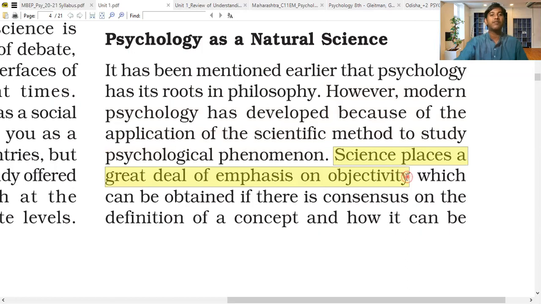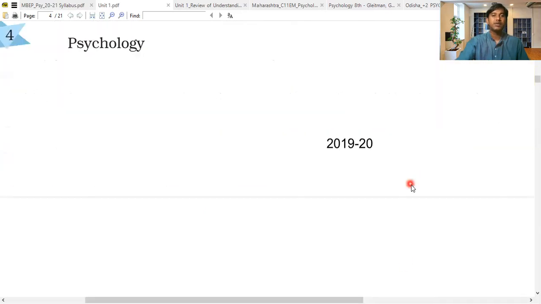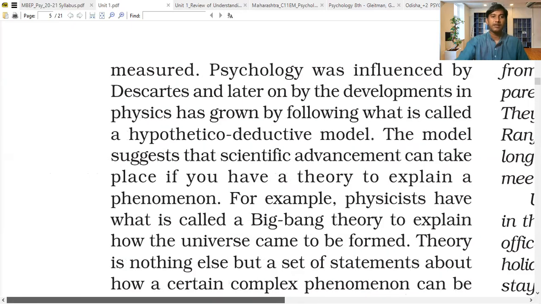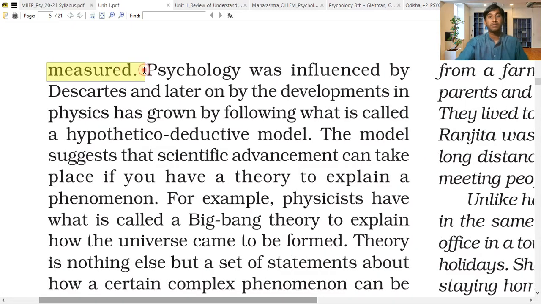Science places a great deal of emphasis on objectivity. Objectivity means it should be applicable to others also. If you take an example of the Pythagoras theorem, the result can be applied to whatever triangle is available under those conditions. If you put in the a, b, c values, you can get the result, right? In such a way it should be objectifiable and replicable, and the concept it deals with should also be understood by others. It can be measured; it is objectifiable and measurable.